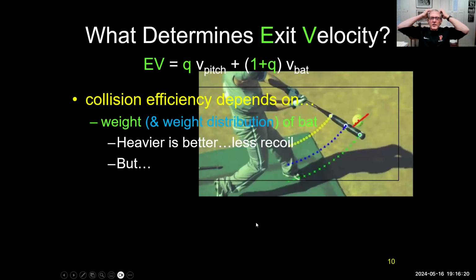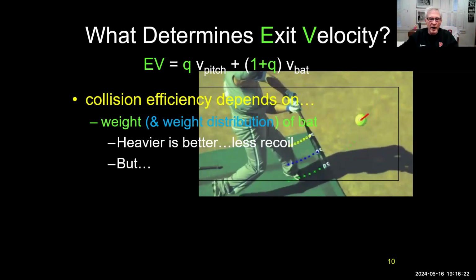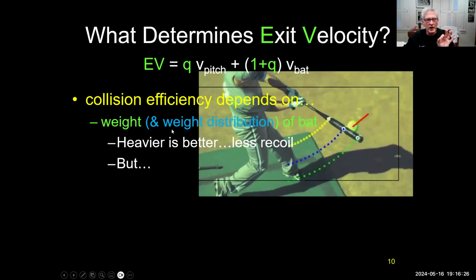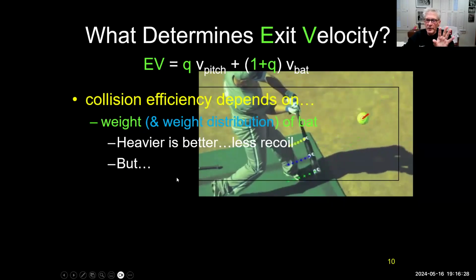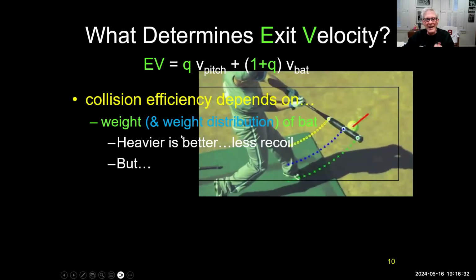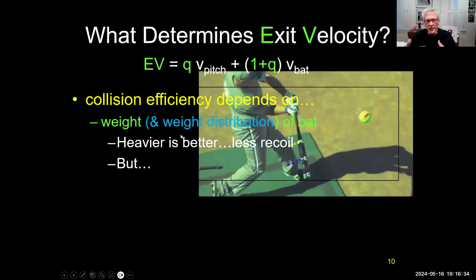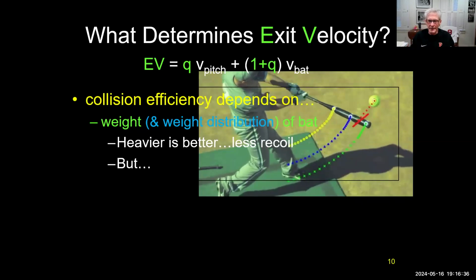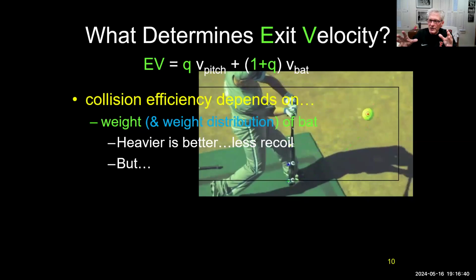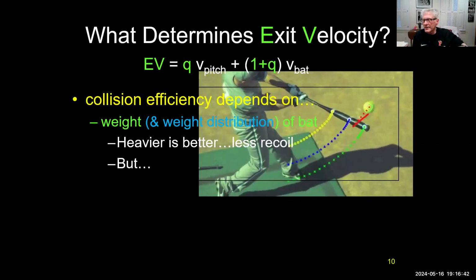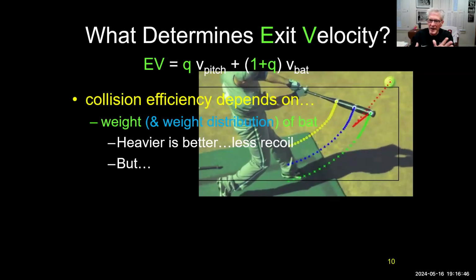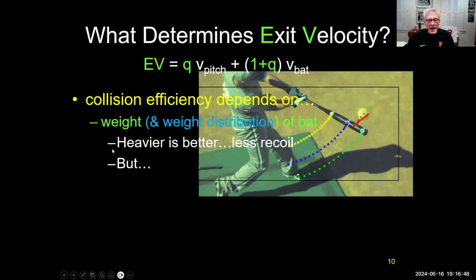All right, so what determines the exit velocity? I told you it's the pitch speed, bat speed, and Q. What does Q depend on? It depends on two generic features of the ball-bat collision. One is the weight, and it's really the weight distribution of the bat. It depends pretty much on the mass of the bat in the barrel of the bat. The handle doesn't count for very much at all. The collision occurs in the barrel, okay? And heavier is better.